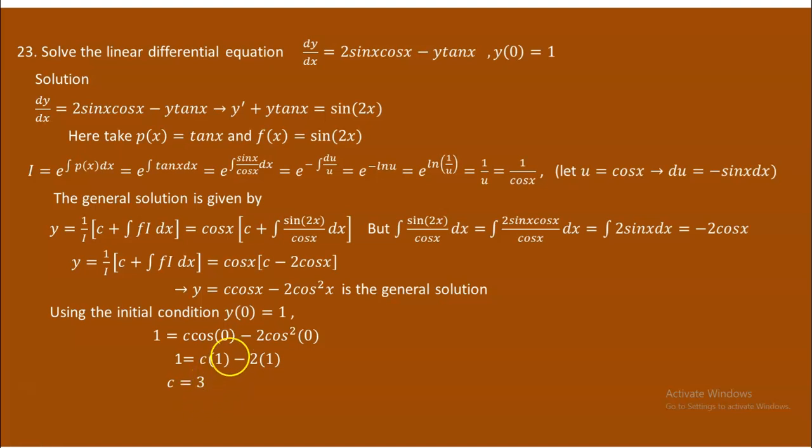So where shall you put this c value? In your general solution. Here it is. You see, you are having c in your general solution. Now because of this initial condition, you are expecting a particular solution. Here comes the particular solution. Just substitute this 3 in place of c here, and then no more general solution. That will turn automatically into a particular solution. So the particular solution is going to be y equals 3 times cos x minus 2 times cos squared x. I hope you have understood the idea in a better way.